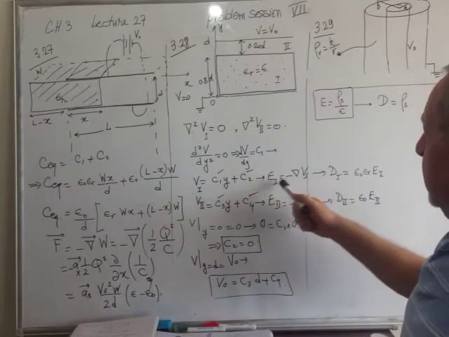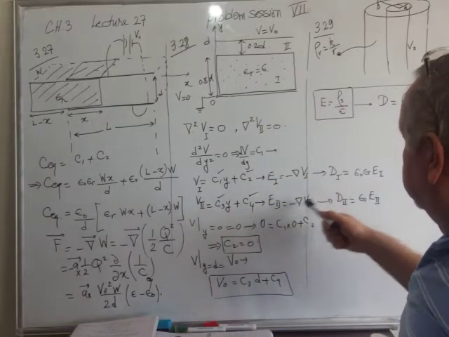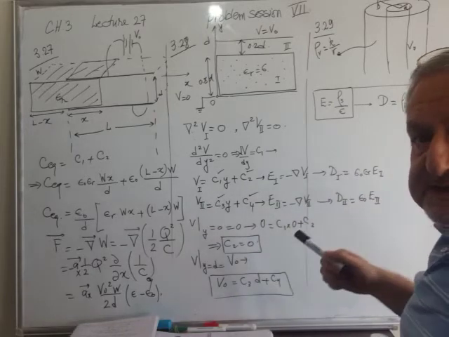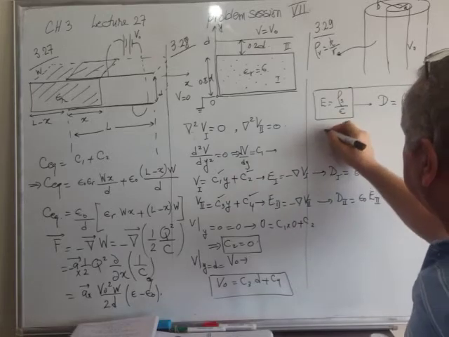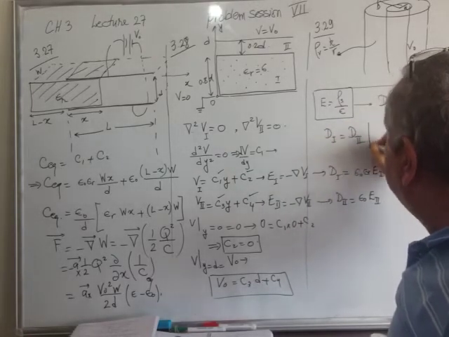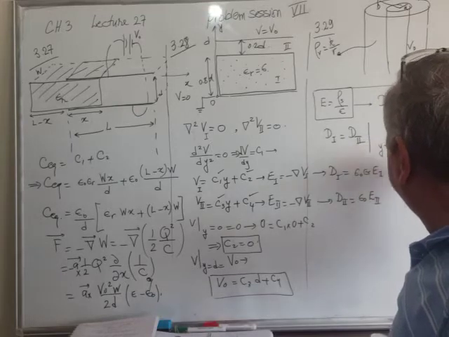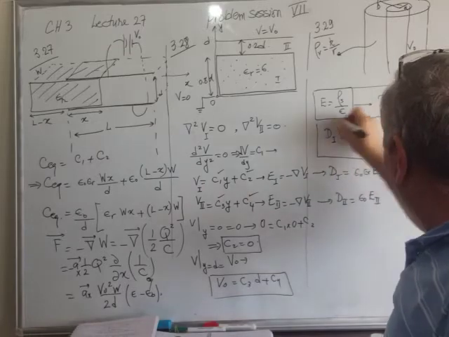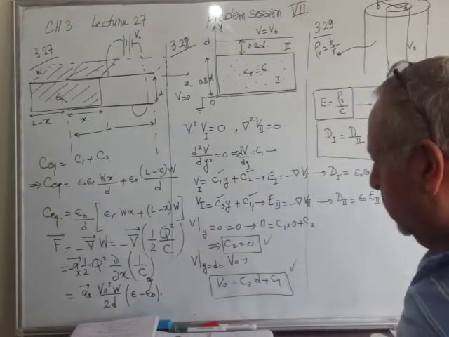That one is easy. Minus grad with respect to y, it will be minus C1. And this one will be minus C3. You multiply by this, you find the D's. You put now D1 is equal to D2, at the boundary where y is equal to d. That gives you the third condition. First condition, second condition, third condition.